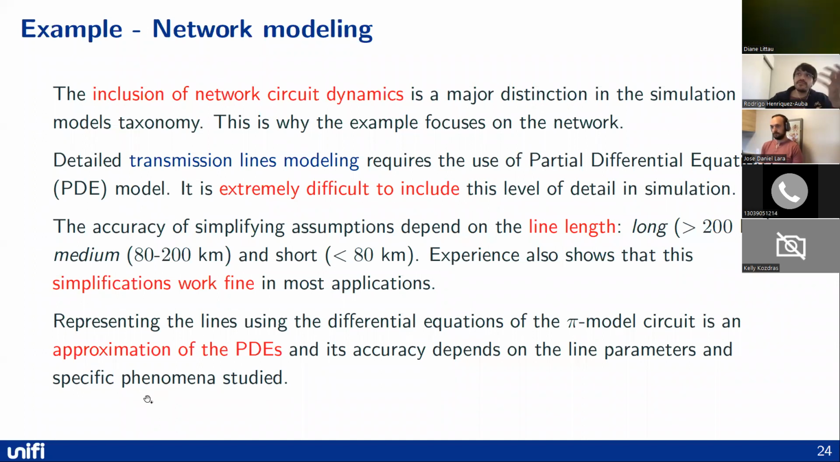Finally, the lumped pi model that is mostly used is obtained by assuming, from the distributed parameter model, that it is driven by a sinusoidal wave at a constant frequency. So this usage of the lumped pi model as a circuit differential equation is indeed just an approximation of the partial differential equation in a time domain simulation. Of course, you have to be careful, because the accuracy will depend on which type of phenomenon you're modeling and the line parameters that you have. Yeah, so you go to the next slide.